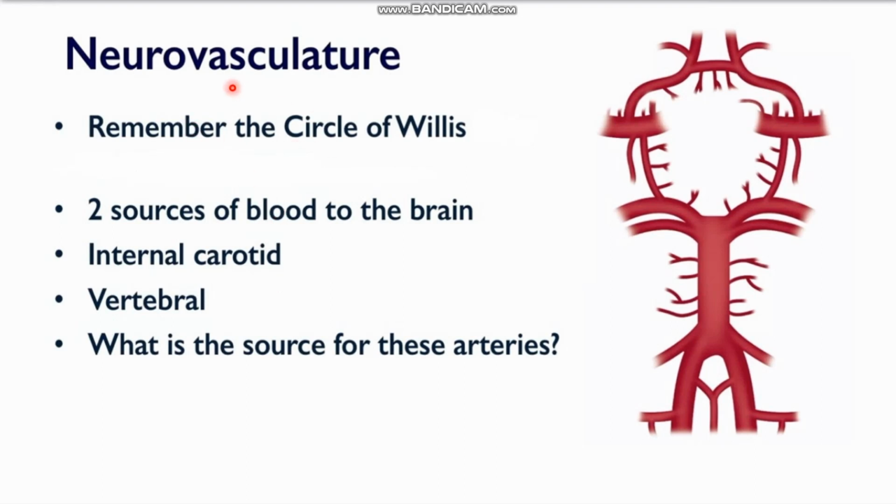Hello, welcome again. Today we'll talk about the neurovasculature of the brain. This is our basic circle of Willis. It's a kind of a circle. I think of it as a kind of a little guy with the two little legs out there.